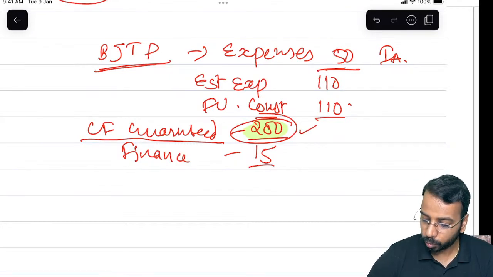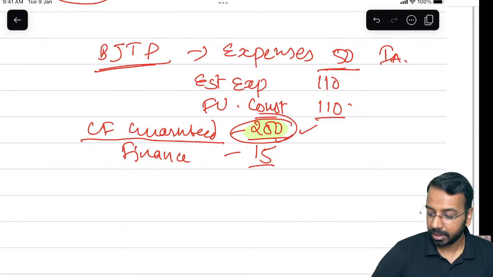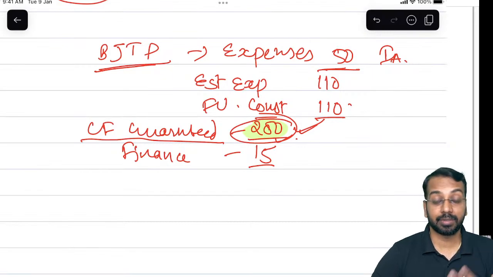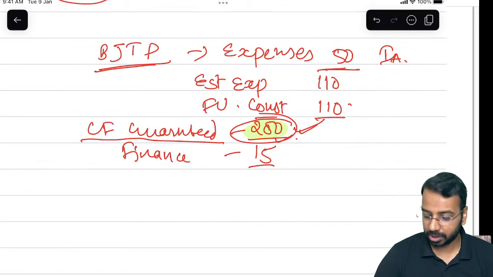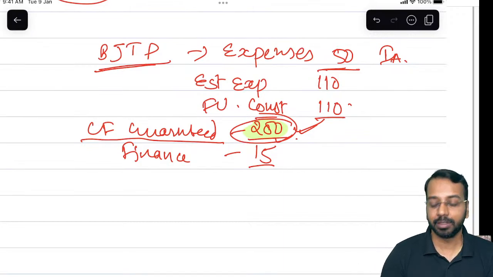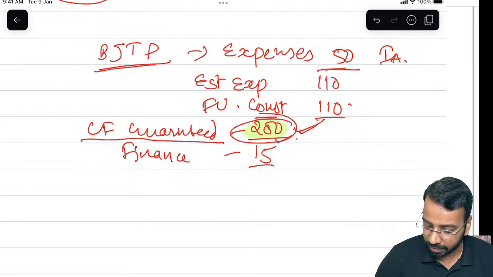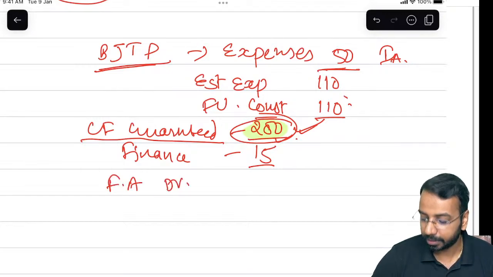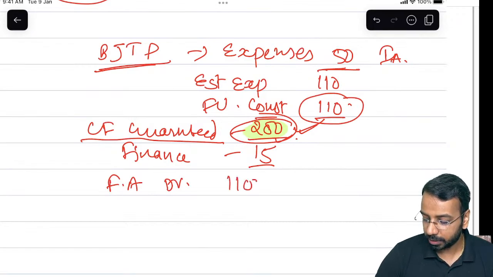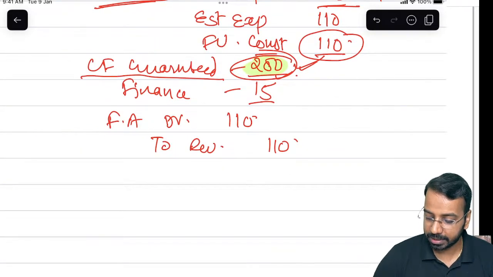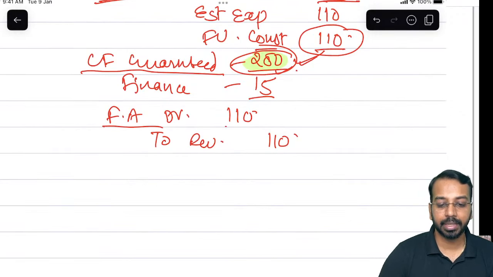Now, when the cash flow of 200 is guaranteed, can I say 200 is my financial asset? I cannot say that. Whenever we talk about financial asset or financial liability, which we'll understand under financial instruments, the financial asset is recognized at fair value. So the right to receive, which is a financial asset, you will debit by fair value, which is 110, and correspondingly you will credit revenue 110. So financial asset 110 to revenue 110.